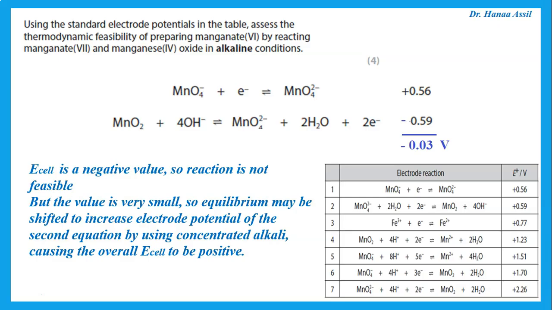But remember that this is in alkaline conditions. So first of all, the E cell is negative, reaction is not feasible. But because the negative value is very, very small, a slight increase will make it positive. And we could do this slight increase by adding more concentrated alkaline solution. So the value is very small, and the equilibrium may be shifted to increase the electrode potential of that second equation if I use concentrated alkali. So actually, overall, the cell becomes positive and the reaction becomes feasible.